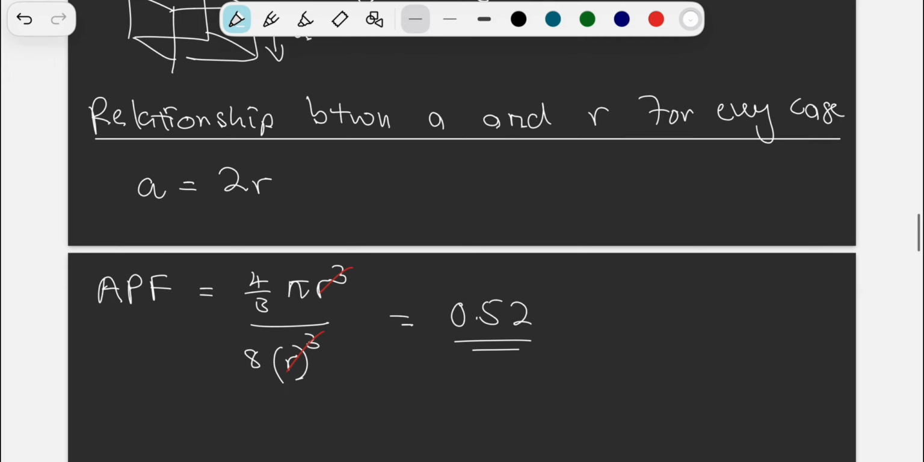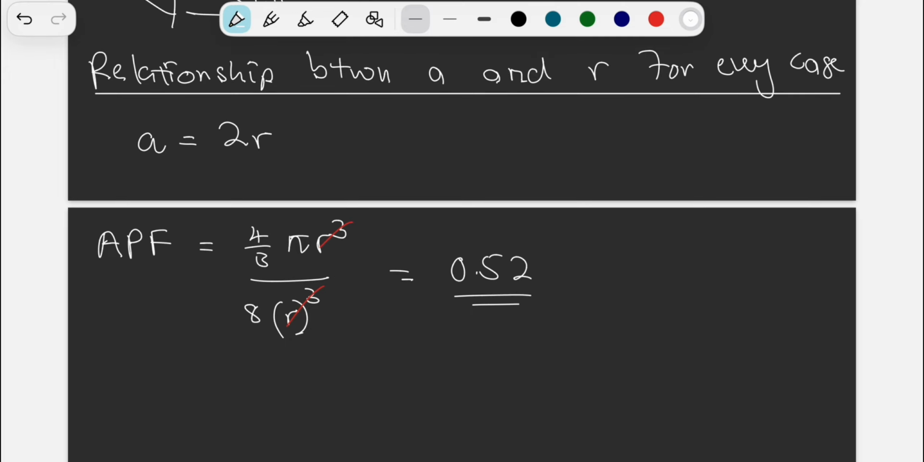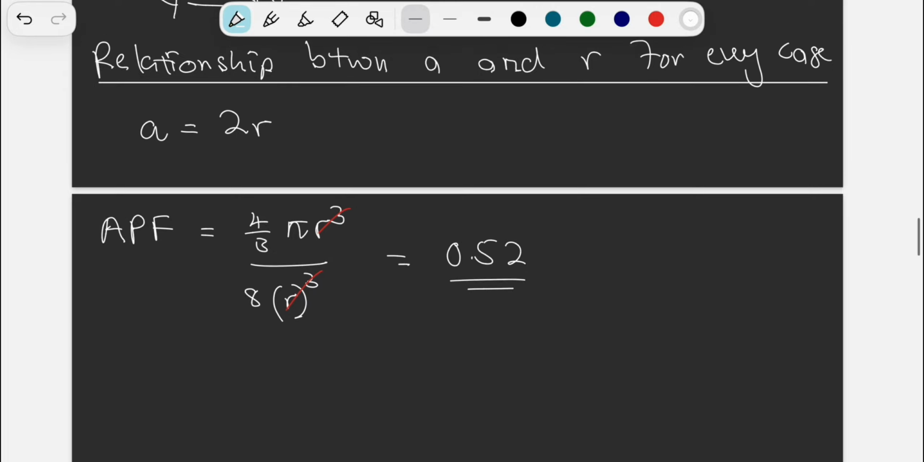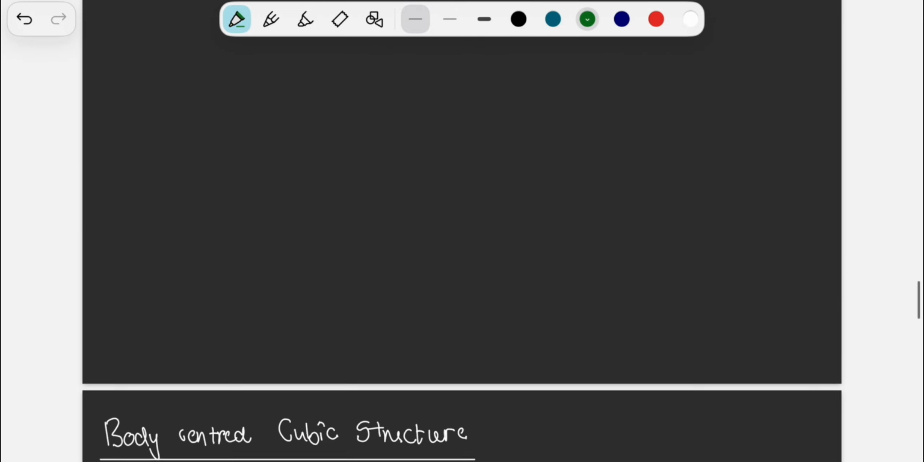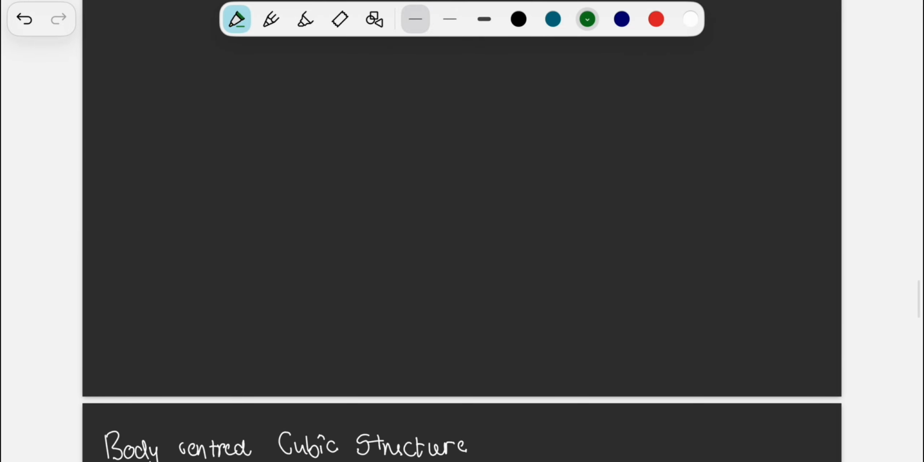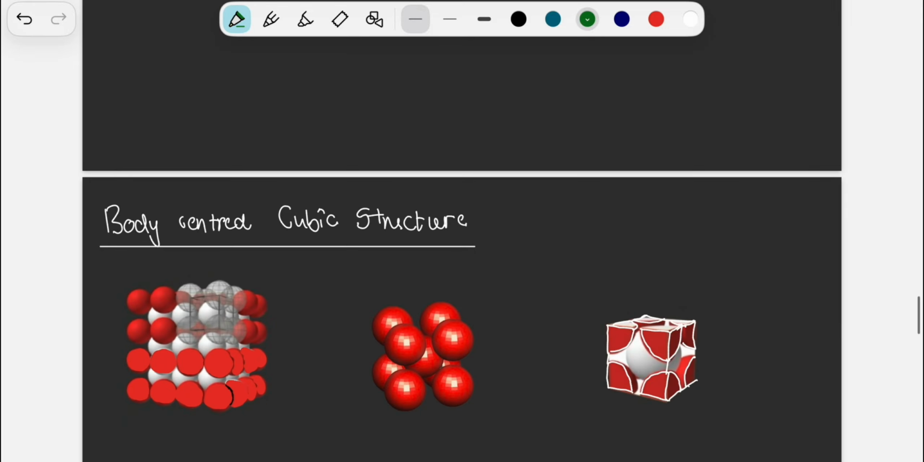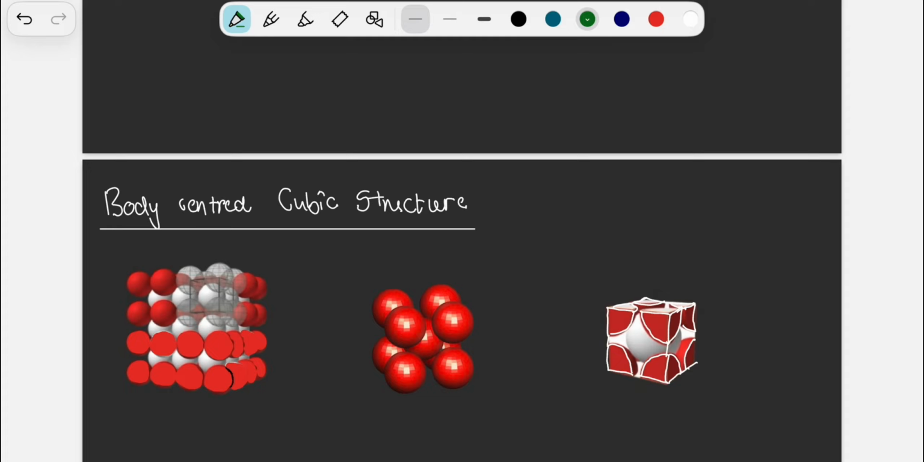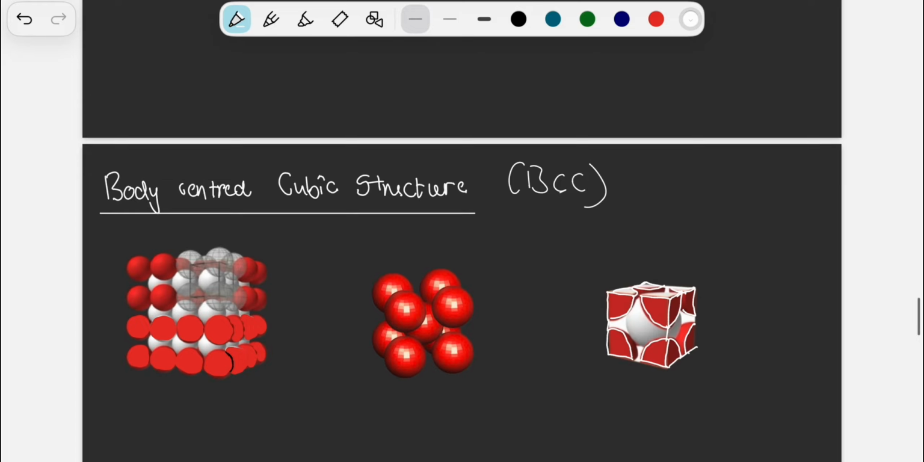So this is quite a low packing density and not so nice, but it's an important structure that you can be asked to find. The next thing that you're going to look at is another type of structure. So again, remember, you are still just throwing atoms inside a different structure. One that can form is called body-centered cubic structure, BCC for short.